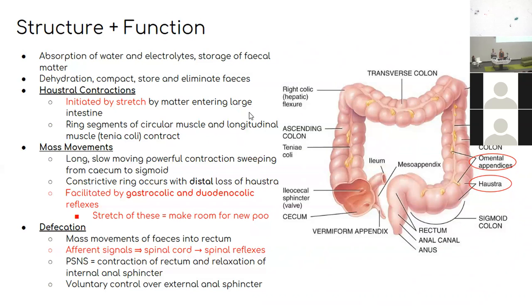So when you have food coming to the stomach and the duodenum, your colon's just making way for new stuff. So it wants to get everything out of it, make room for new material.